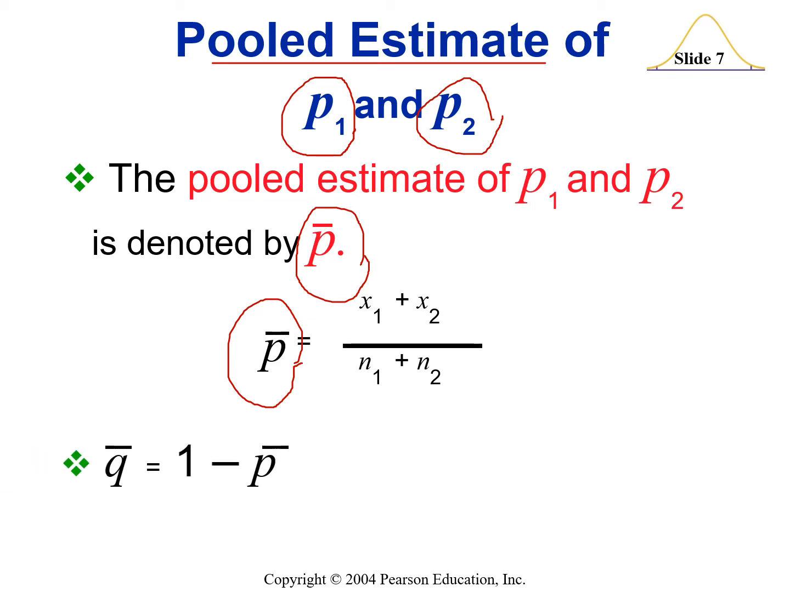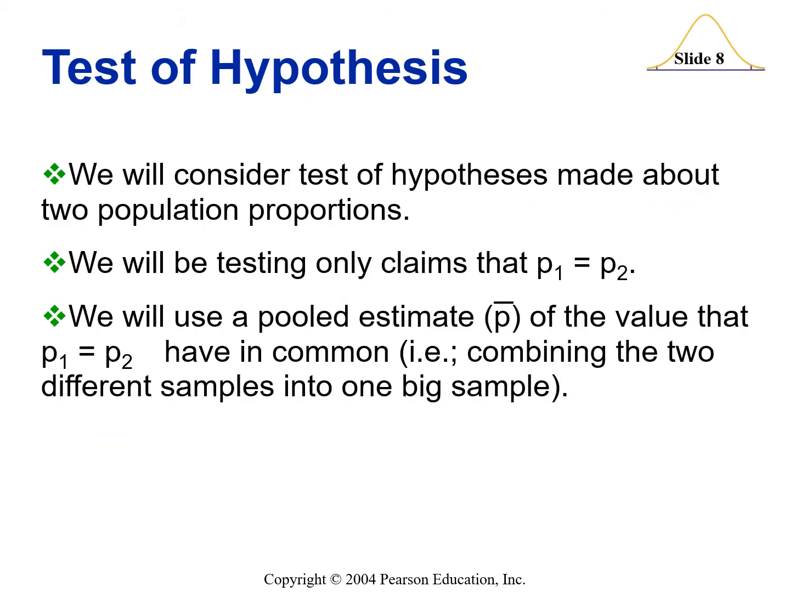Okay, Q bar is the same. It is 1 minus P bar. It is a complement of the pooled estimate.